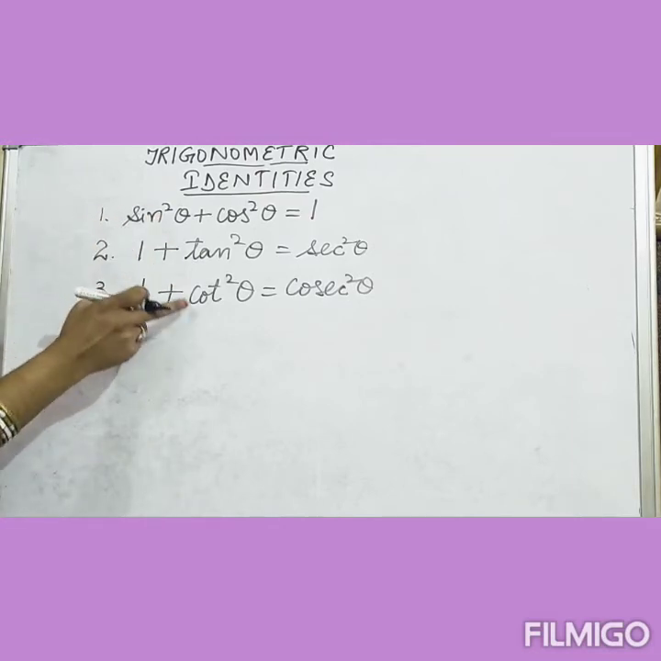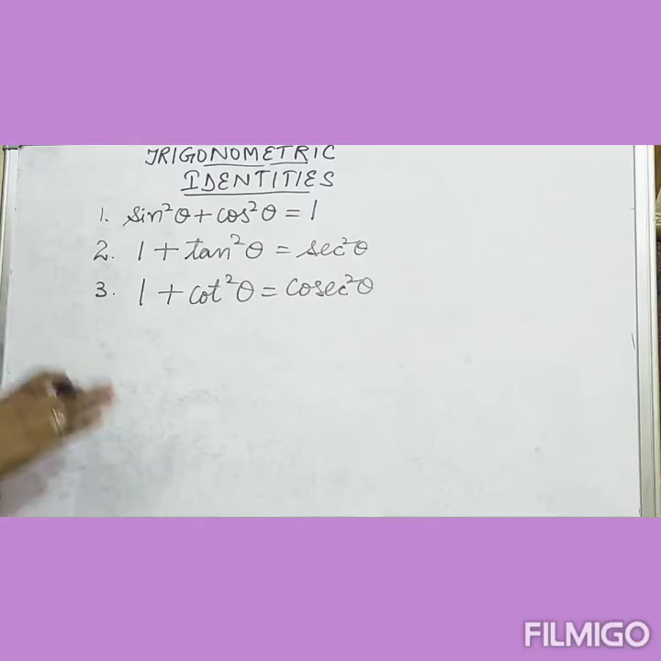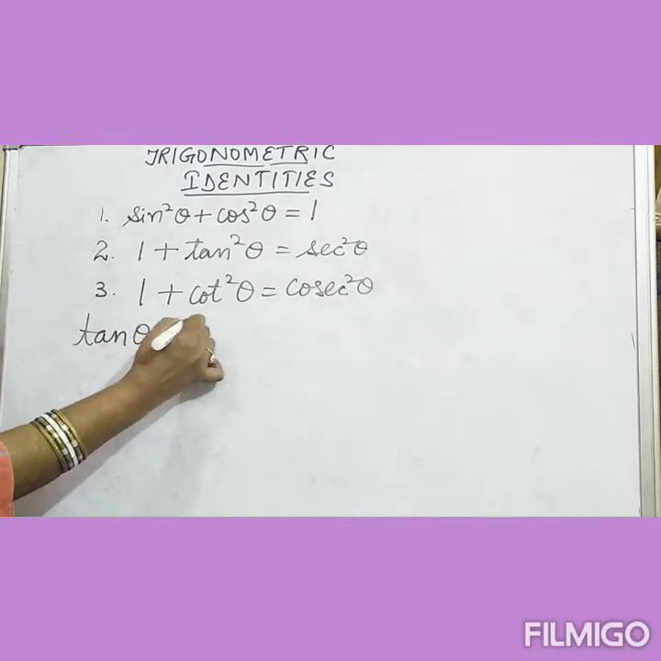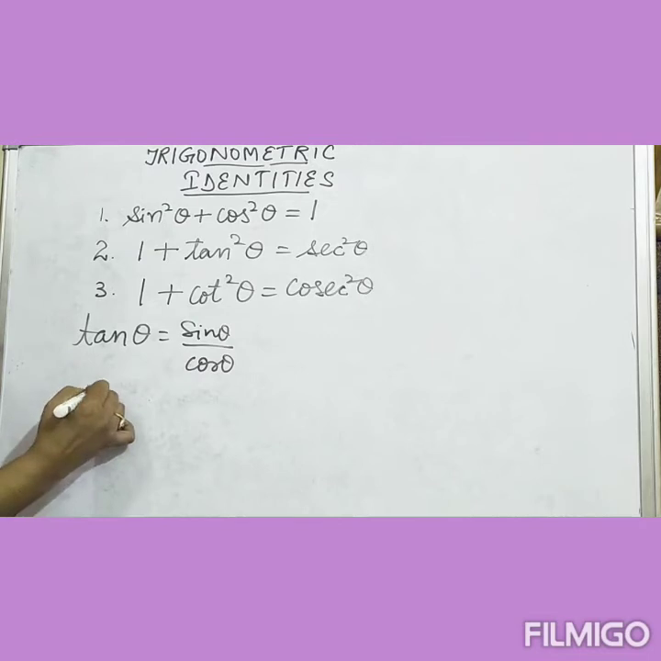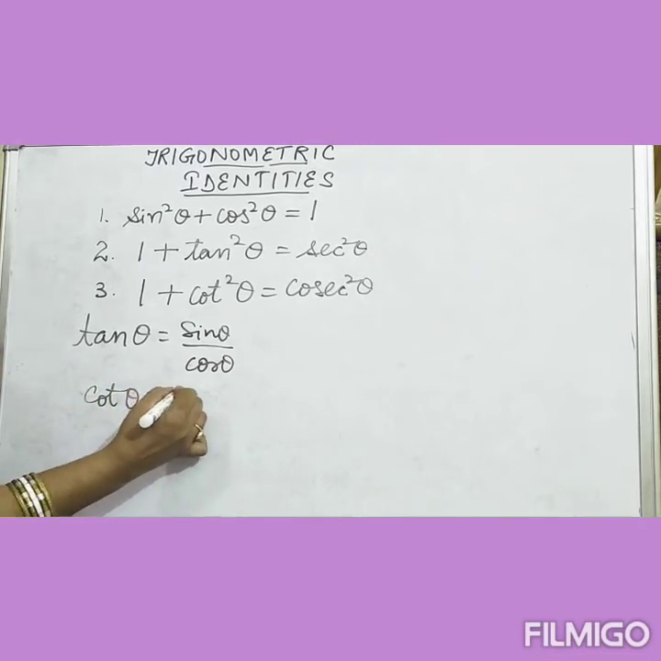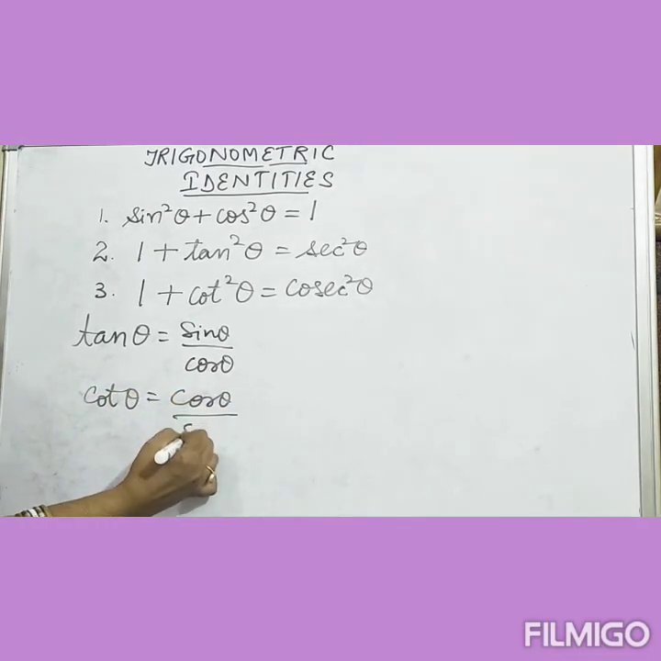But along with these three identities, I want to remind you of some more things which we have already done, but you should keep them in your mind. That is, tan theta is sine theta by cos theta, and cot theta is cos theta by sine theta. Why is it so? Because tan and cot are reciprocals of each other, and if tan theta is sine by cos, that means cot theta must be cos by sine, right?